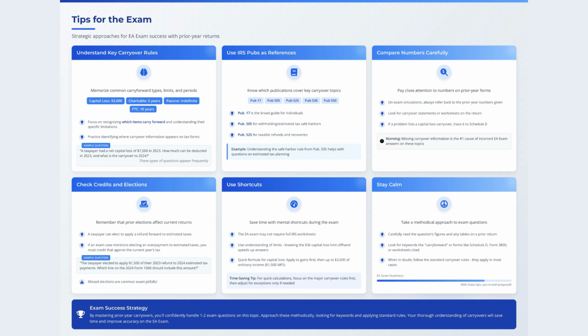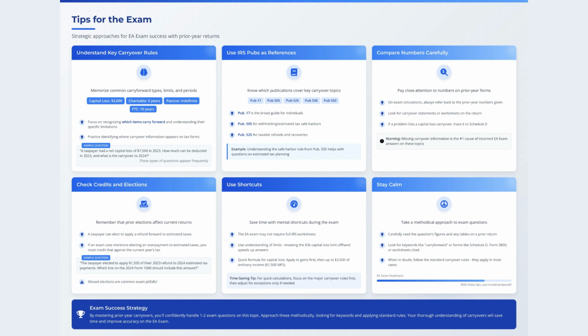Number 4. Watch for credits and elections. Some exam cases will mention a taxpayer choosing to apply a refund forward to next year's taxes. That refund becomes a payment on the new return. You must apply it correctly. It's not just trivia, it changes the numbers.